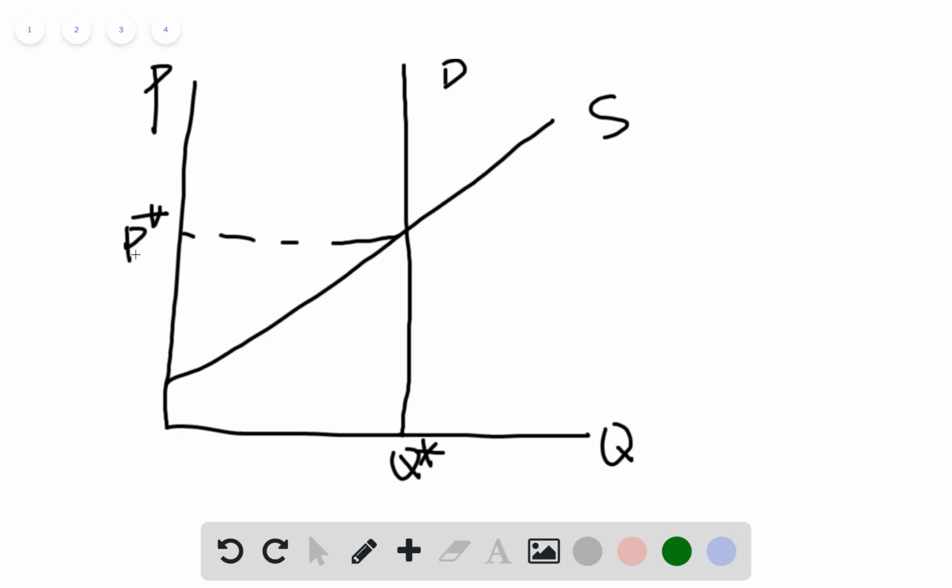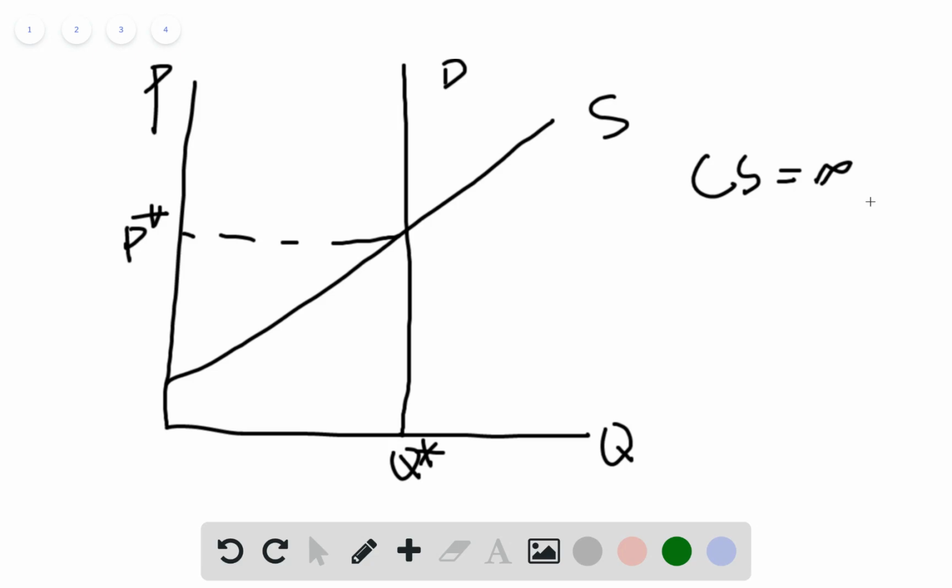So know that the market price is P star, right? Based on the definition, consumer surplus measures the difference between the price the consumer is willing to pay and the price the consumer actually pays. But because it is a vertical demand curve, that means the consumer is willing to pay any amount of price for the specific quantity, right? So that means the consumer surplus in this case is infinity. Okay, so this is a symbol for infinity.